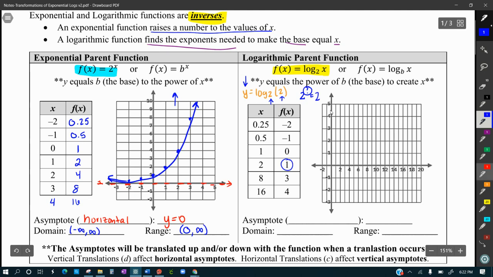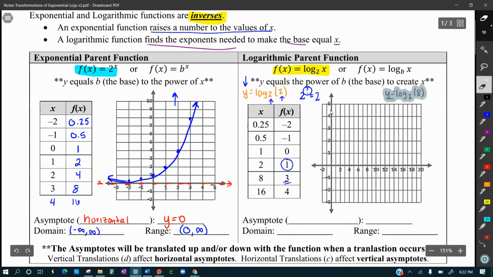We can try it again with one that doesn't have as many 2's. So if we do y equals log base 2 of, let's say, 8. Again, y will be 2 to the what power gives me an 8. That's what a log is. That's really the question that it's asking. Well, I know that the value of y that results in an 8 is going to be 3. 2 to the third power gives you 8.